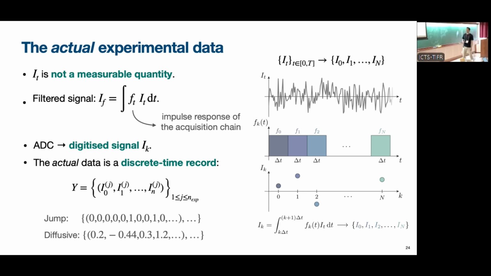This is an example. In the jump case, you can think of the signal as a sequence of zeros, and sometimes you have a 1. The filtering takes into account the fact that you don't know exactly when the detector clicked. You just know it clicked in some time interval. And in the diffusive case, you have a sequence of real valued data.